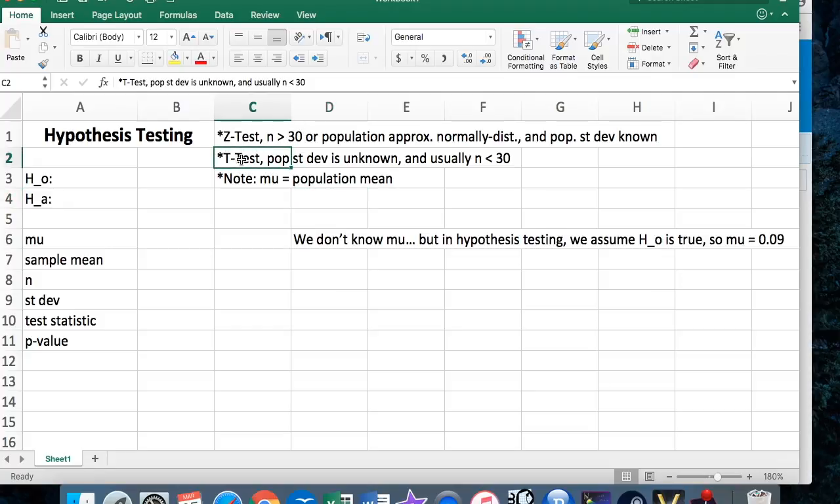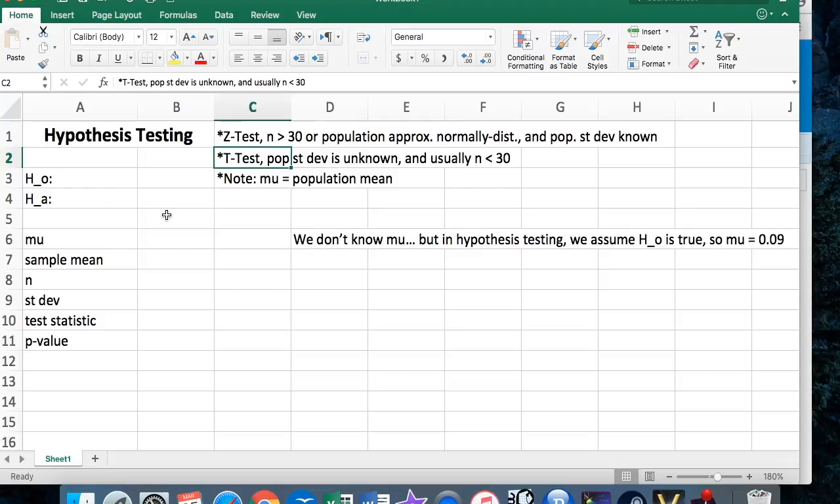A t-test then is what you would use if your population standard deviation is unknown, and usually on top of that your sample size is smaller than 30. Sometimes you'll have a t-test with a sample size that's close to 30, maybe even above 30, but you don't know the population standard deviation, so that makes it a problem.